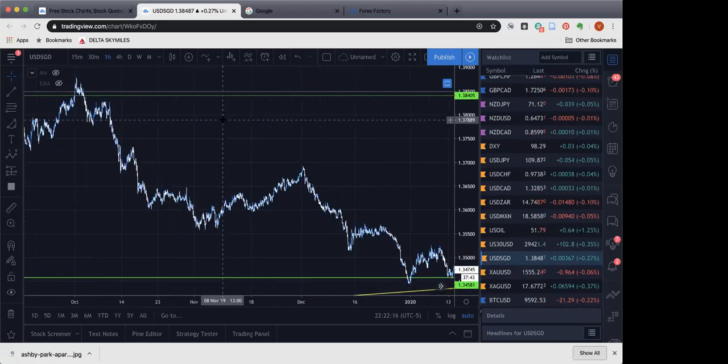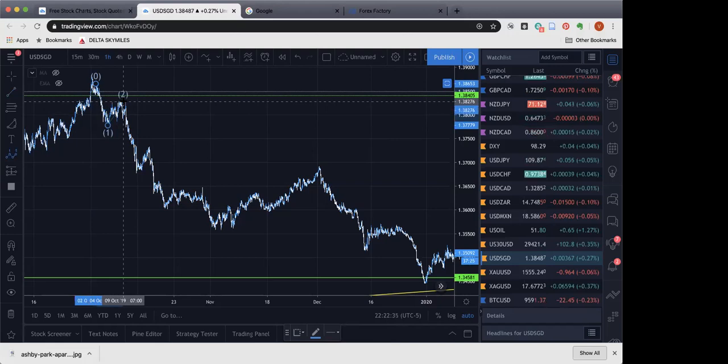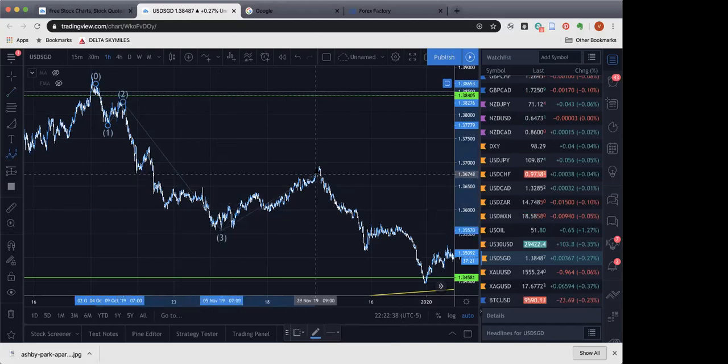So, here we go. That's the leg. Basically, it made this double top. We're going to draw the Elliott wave. 1, 2, which this move always, most of the time, retraces between the 50 and the 618. 3, 4, and this is normally a 30% retracement.